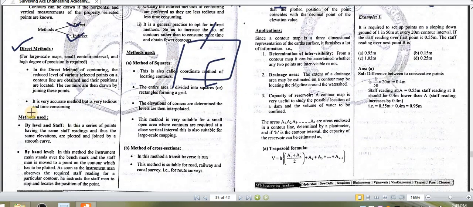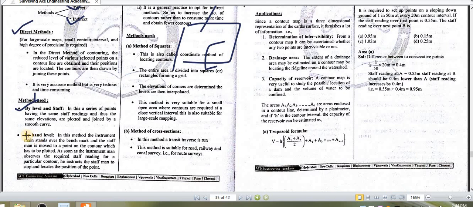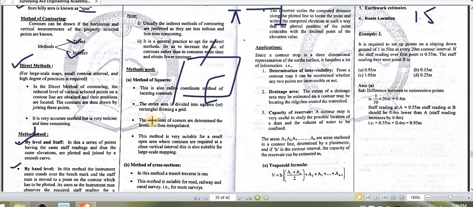After that, the method used, as I've told you, the common method, the instrument used is level and staff. In this, a series of points having the same staff reading are found, and thus the same elevations are plotted by joining them with a smooth curve. A hand level instrument can also be used in this method. The instrument man stands over the benchmark and the staff man is moved to the point of the contour which has to be plotted. As soon as the instrument man observes the required staff reading for the particular contour, he signals the staff man to stop and locates the position of that point. So a hand level can also be used.